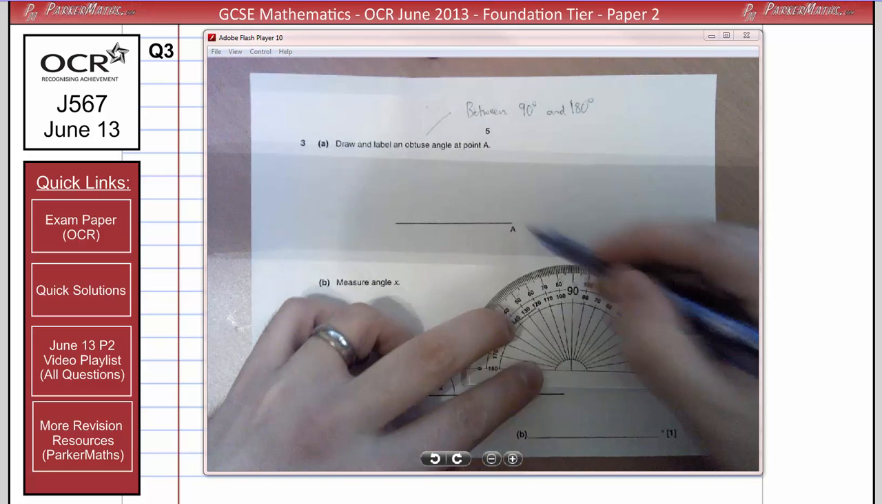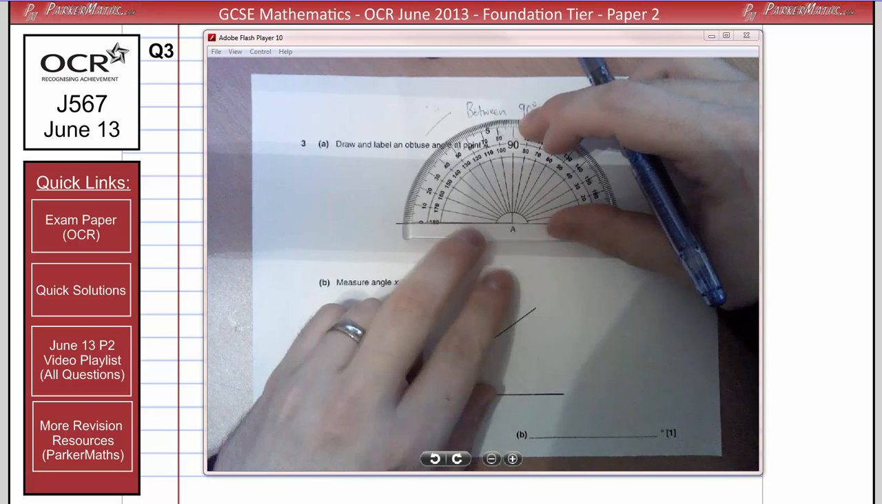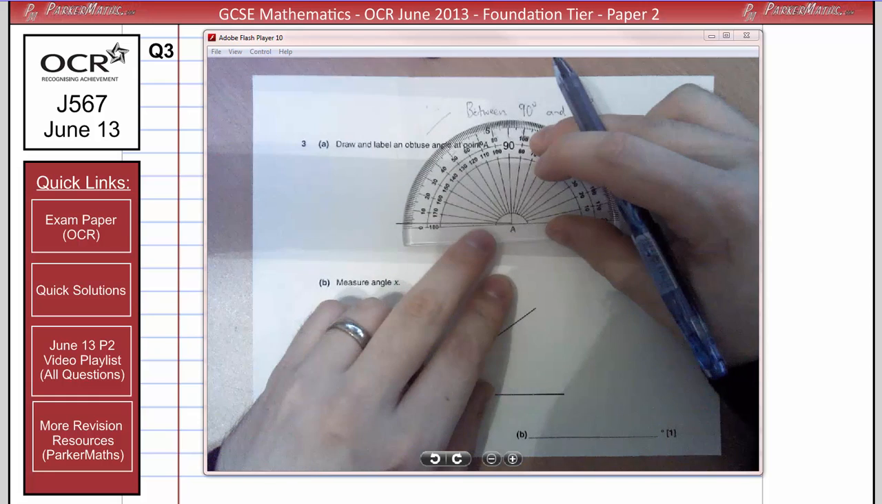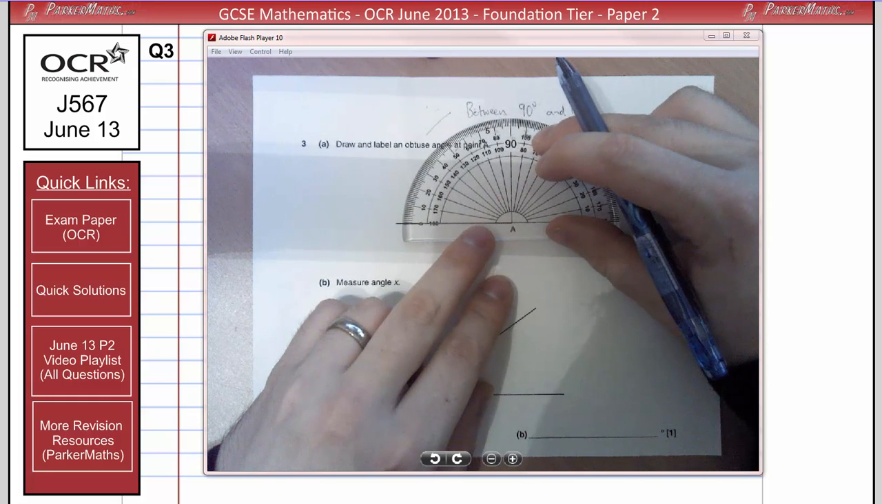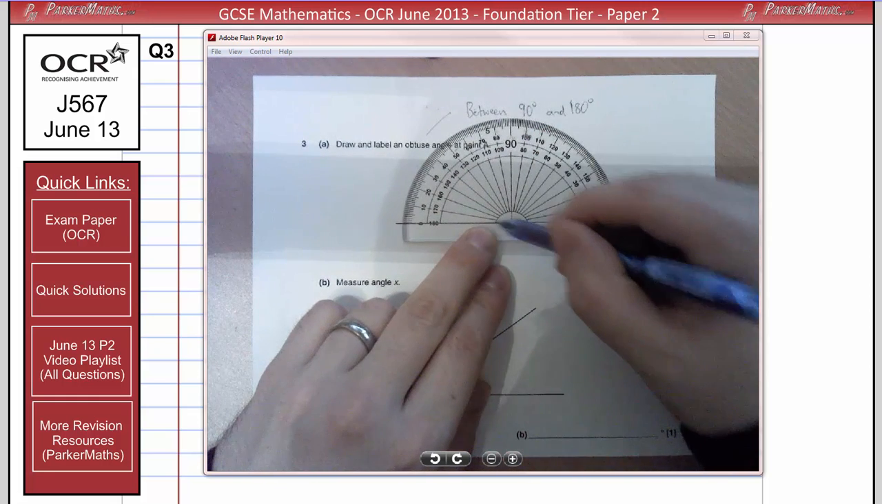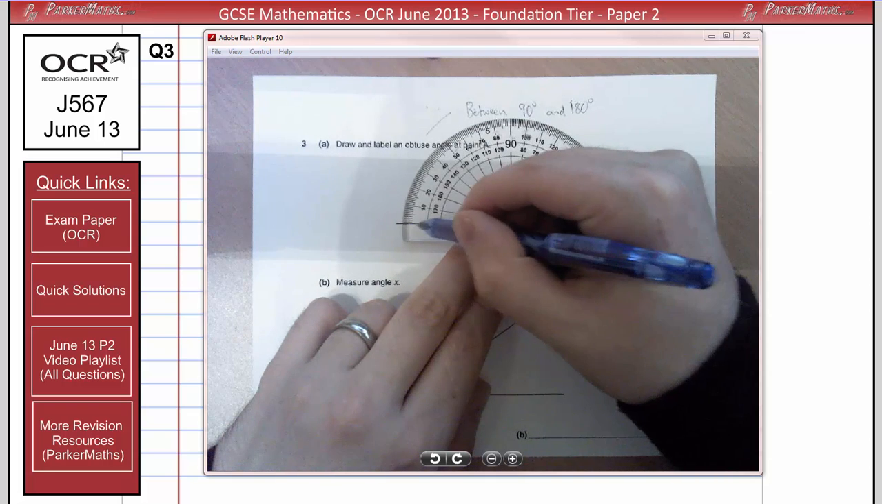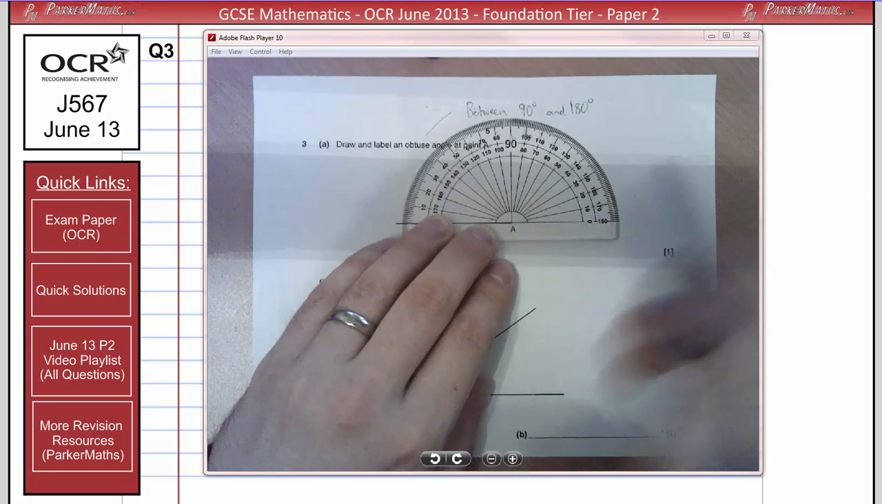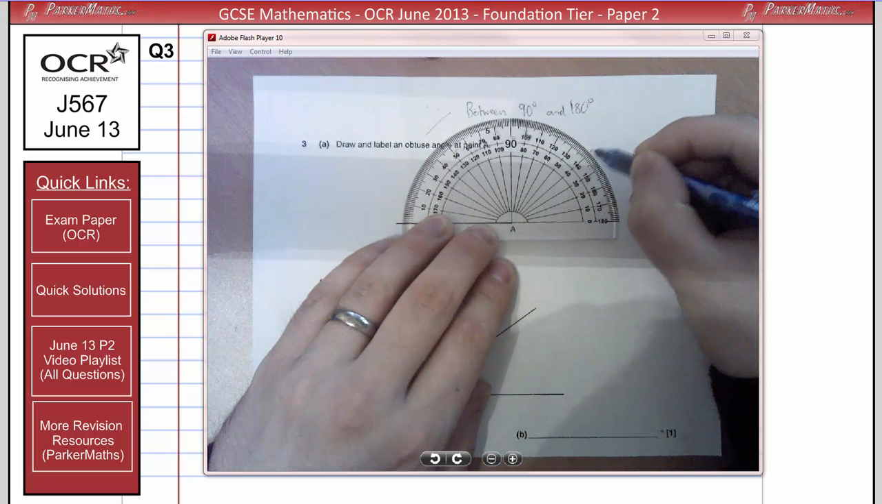So let's start at point A, put your protractor on, so that the crosshair, that's this bit here, is right at the edge, right on the corner. And make sure you line your protractor up so that the 0 goes through your line here. So here's 90 degrees, here's 180, we can draw anywhere between, so I'll draw 140.